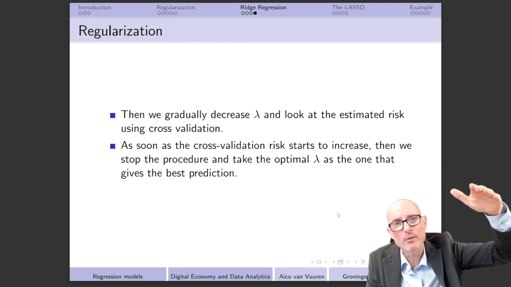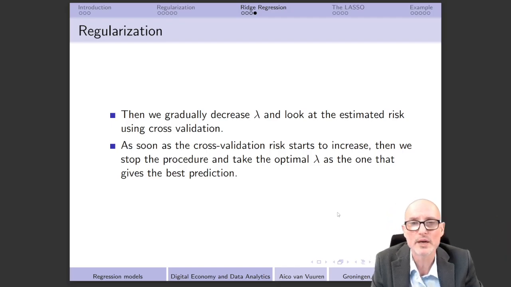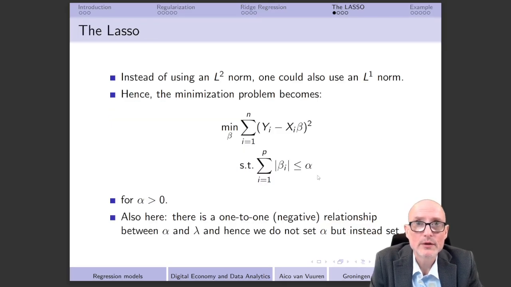However, at a particular moment in time, we will see that the cross-validation risk will increase again. Then we already know that we have found the optimal level of lambda, and that implies essentially that we can stop there and choose that optimal level of lambda in order to get our potentially best restriction.